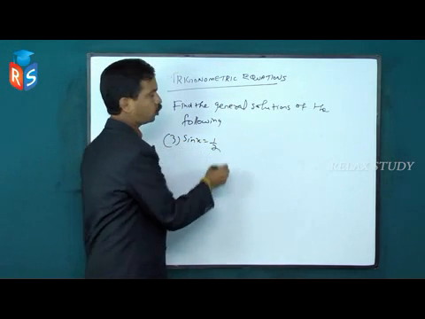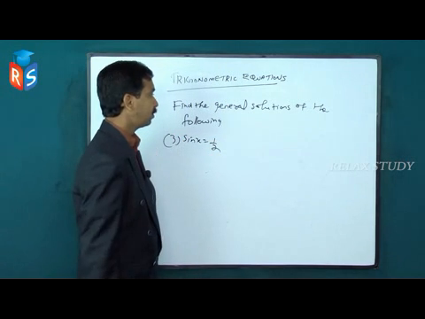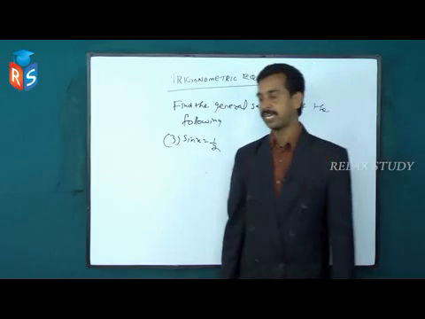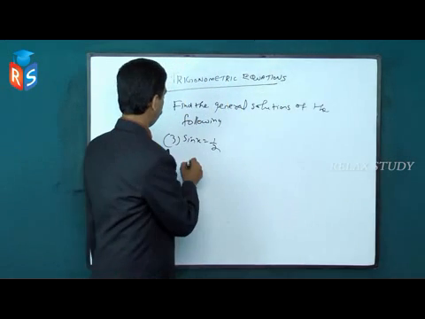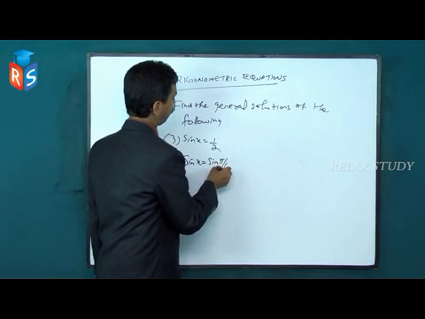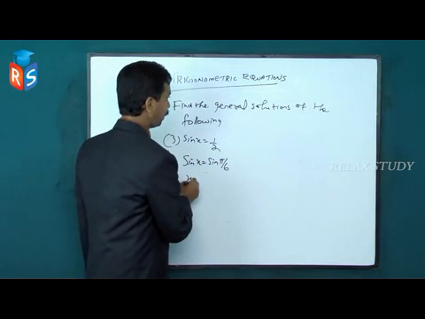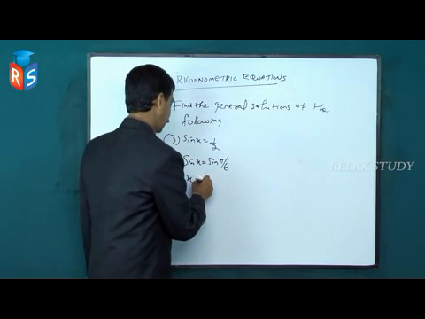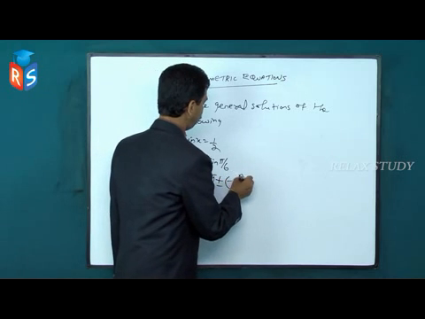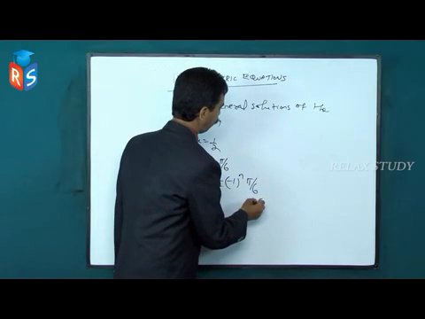Third one, sin x equals 1 by 2. We also studied sin θ equals sin α implies θ equals nπ + (−1)^n α. So sin x equals sin 30, or sin π/6. So x equals nπ + (−1)^n π/6, n element of Z.